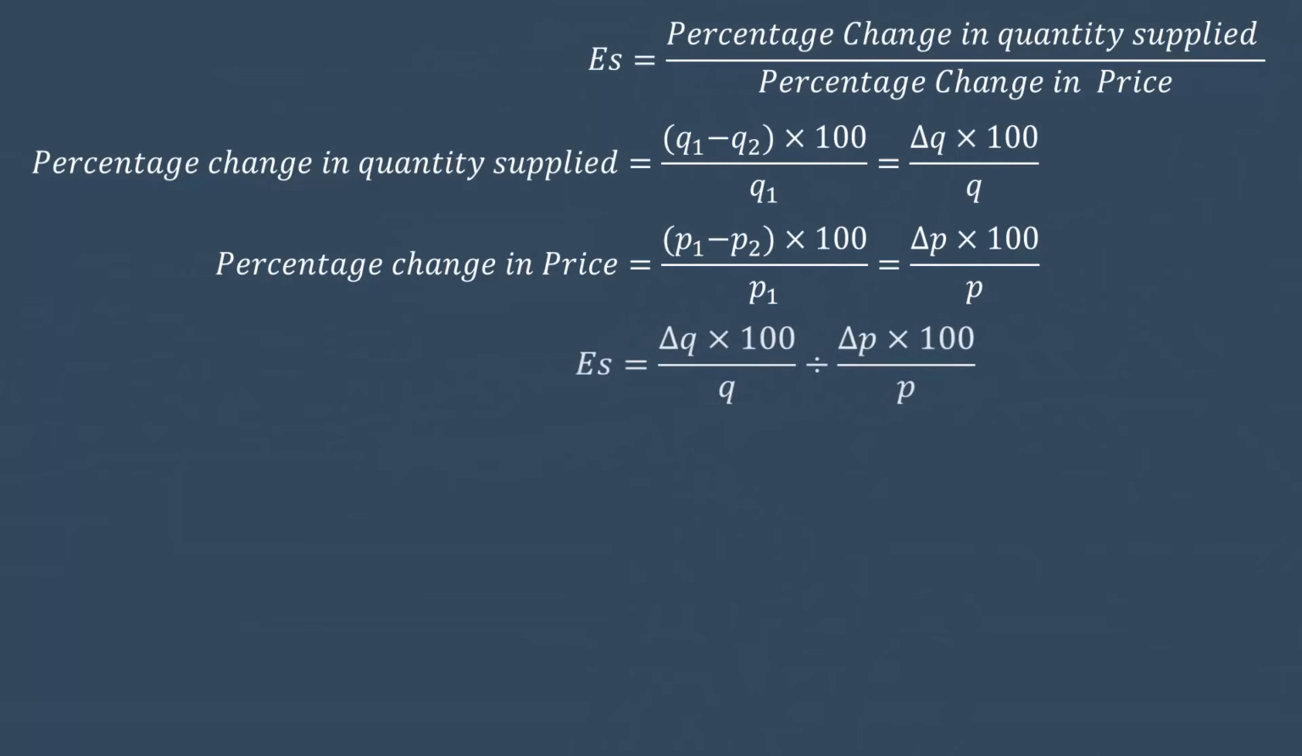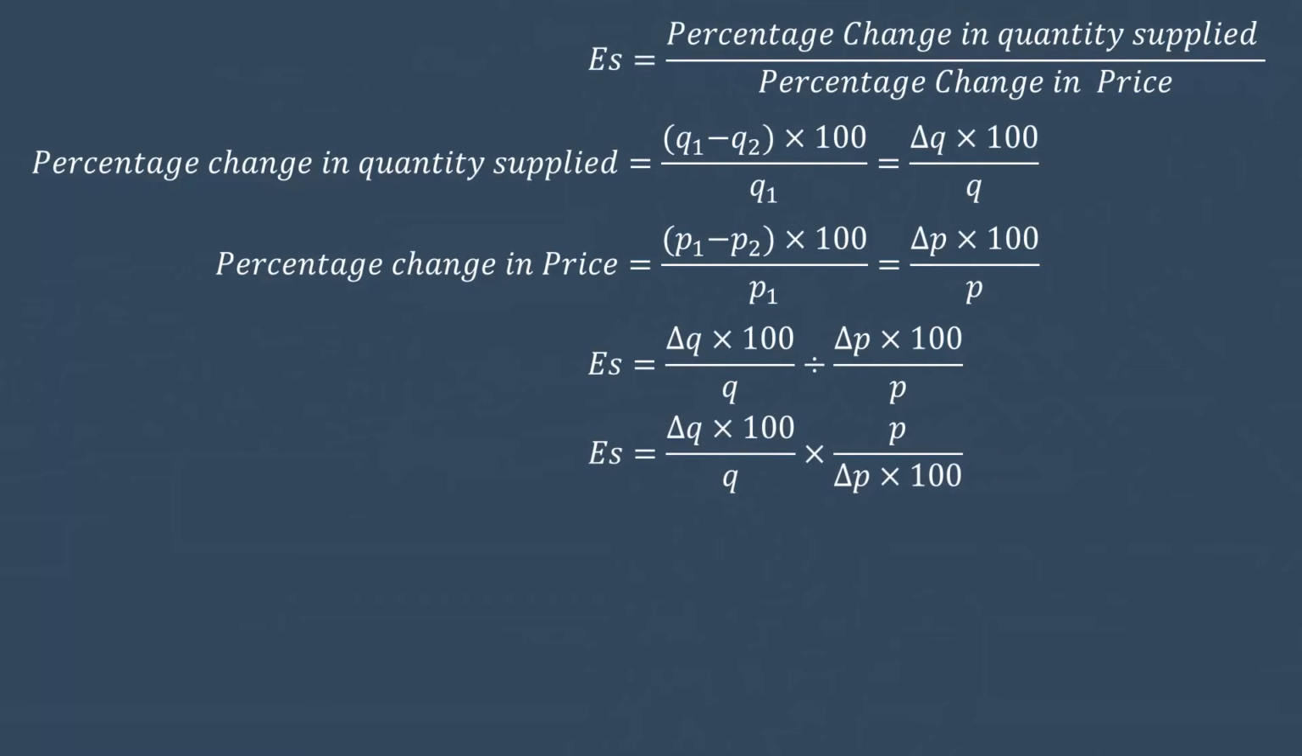To calculate elasticity, we have to divide percentage change in quantity by percentage change in price. Then we shall state it like this to solve. 100 and 100 get cancelled. We can rewrite the formula as delta Q over Q times P over delta P. By rearranging, we get delta Q over delta P multiplied by P over Q.